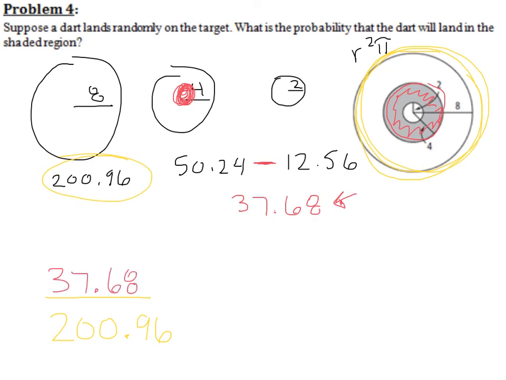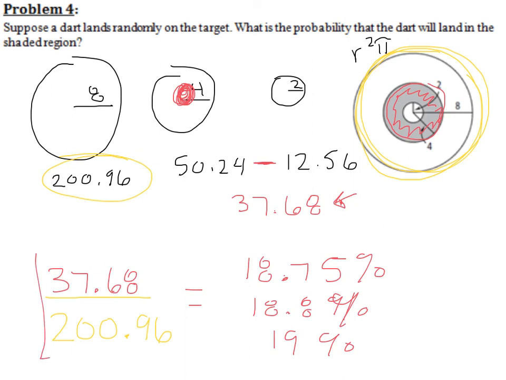And I do not want decimal fractions, so you should divide this out and get a percentage. And when you're rounding for percentages, you could have the answer as 18.75%, or else you could have it as 18.8% or 19%. As long as I can see your work, I'm okay with that. So by work, I mean this right here.